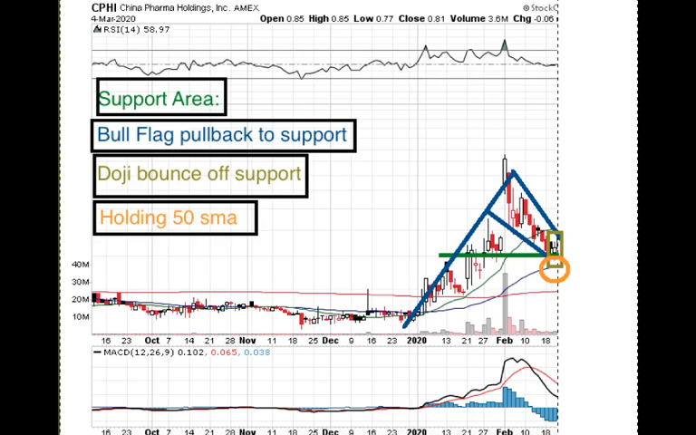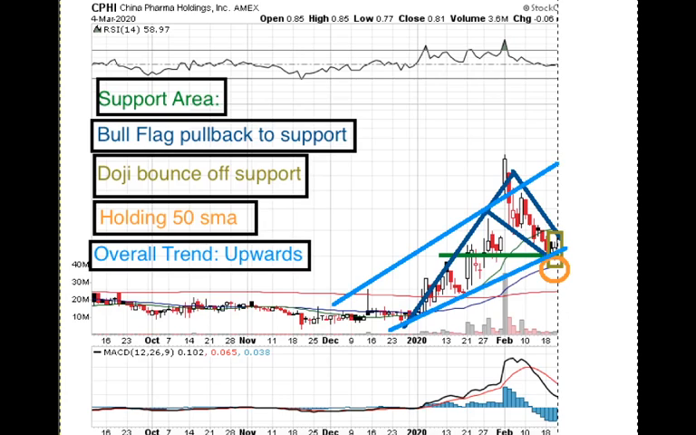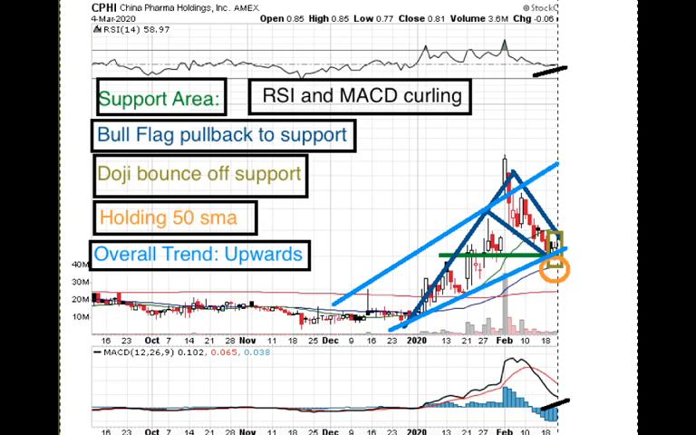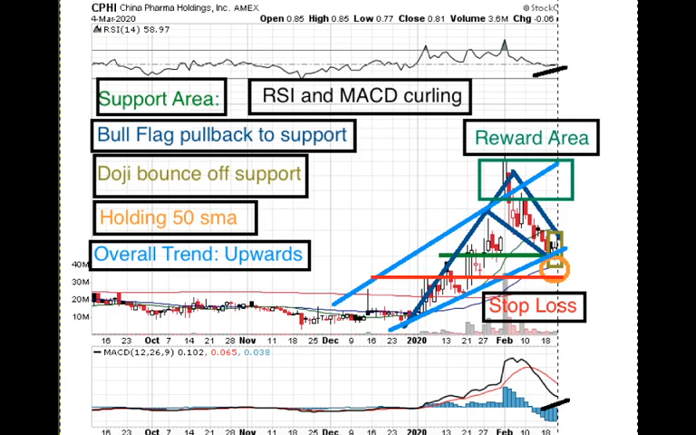But first, let me list some other key features. We have a rising pennant which shows that the current overall trend is upwards. We also have the RSI and MACD curling upwards. Just like last time, I would enter at the break of the bull flag and then have my stop loss just a bit below the 50 SMA line while selling some or all at the height of the bull flag.